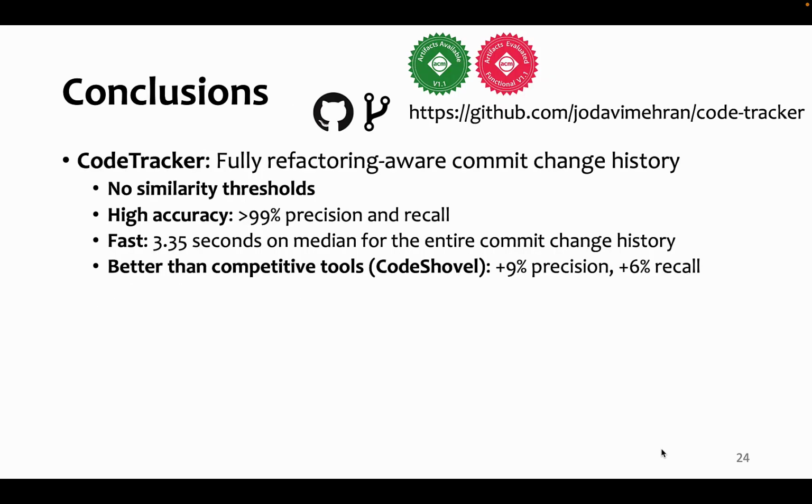In conclusion, I presented to you CodeTracker, which is a fully refactoring aware commit change history tool. It is using no similarity thresholds. It has a very high accuracy, over 99%. It is very fast. It takes on median 3.3 seconds to extract the entire commit change history, and is also better than competitive tools such as CodeShovel with increased precision and recall.